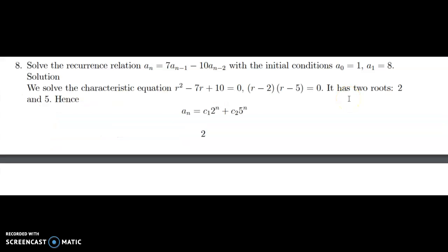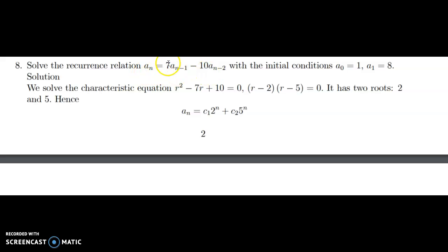Problem 8. Solve the recurrence relation. A sub n equals 7 a sub n minus 1 minus 10 a sub n minus 2 with these initial conditions. A0 is 1, A1 is 8. The recurrence relation is linear, homogeneous with constant coefficients of degree 2. And the recurrence relation and the initial conditions define a unique sequence.